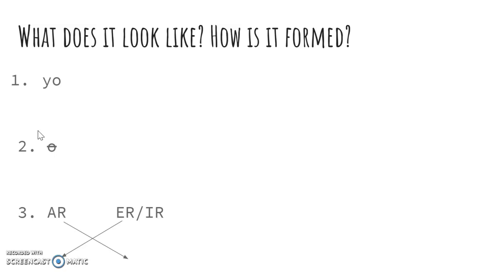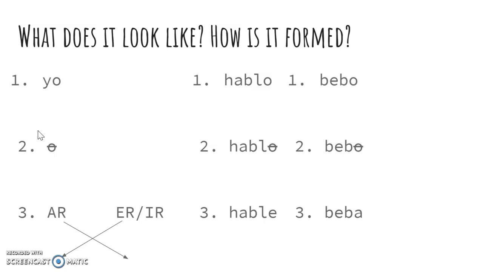Okay? So let's look at an example. So for example, hablar. Start with the yo form, hablo, take off the o, and then add the opposite ending. We're going to add an E to that one. Here's an ER verb, beber. Start with the yo form, bebo. Take off the O and add the opposite ending, beba. It gets the AR ending because it's an ER verb. It gets the opposite ending.